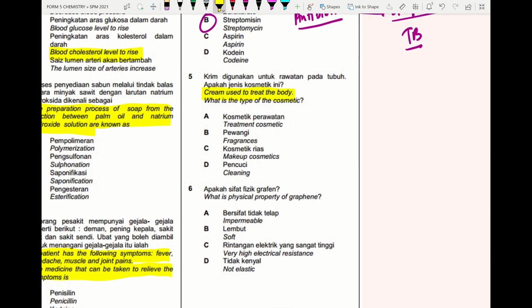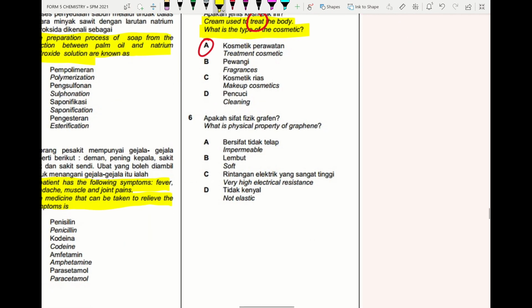Cream is used to treat the body. So what type of medicine is cream? The answer is treatment cosmetic. Next, what are the physical properties of graphene? Graphene is used in nanotechnology. In graphene, the rapid movement of electrons makes graphene a very good conductor. It is soft but it's hard. It has very high electrical resistance: wrong. It is elastic, and graphene is impermeable.